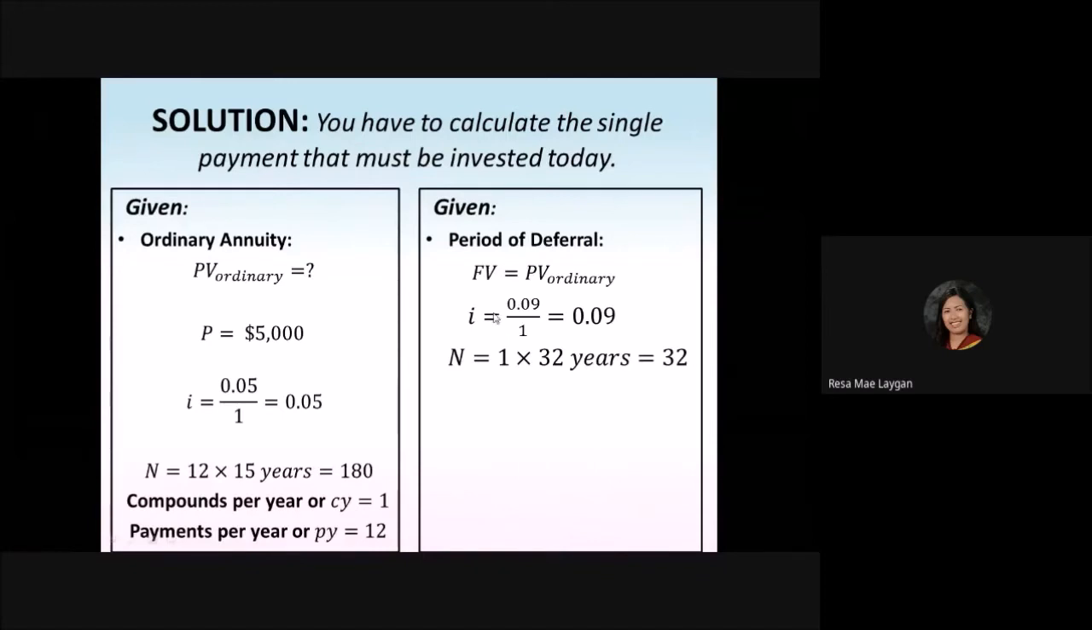Your future value here is equivalent to PV ordinary, or the present value of the ordinary annuity. Your periodic interest rate here is 9% compounded annually, so you divide 0.09 by 1. Therefore, your periodic interest rate here is 0.09. And your N here, or the number of payments over the years, since your payments per year during this period is 1, you multiply it by 32 years.